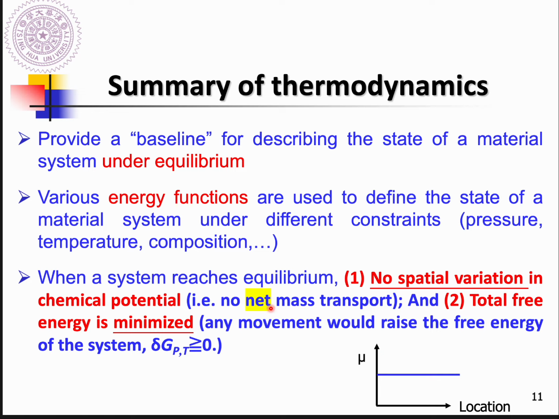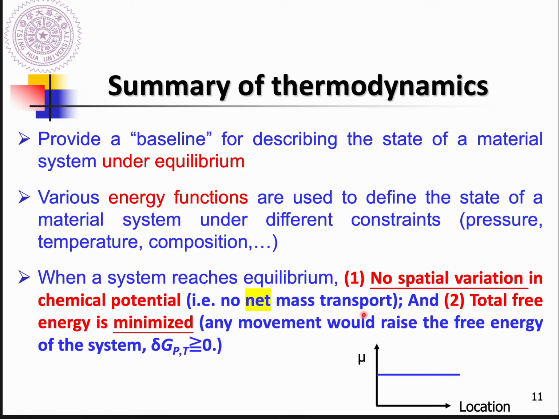But I want to highlight the word net. The atoms are still jumping to the right and to the left, but there's no net mass transport. That means at a specific location, when you measure the concentration, the atomic concentration does not change with time. Some atoms jump to the right, but definitely some atoms jump to the left. After you sum them up, there's no net mass transport because there's no driving force in this system.